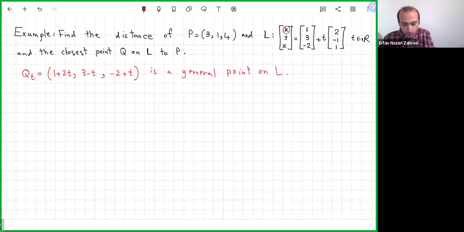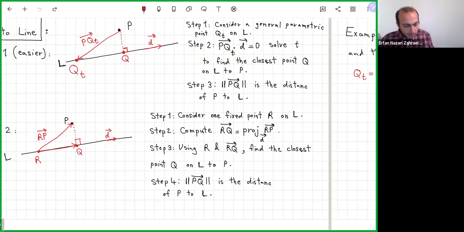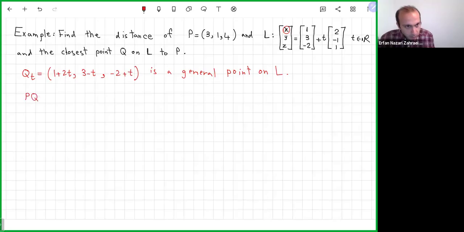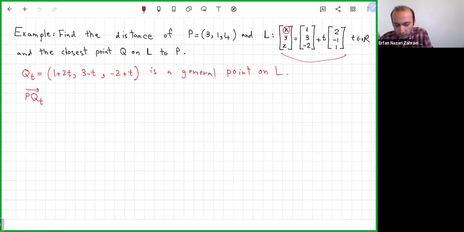Then I consider point P connected to this, PQt. But then I apply the condition that PQt should be orthogonal to the line. In other words, the dot product with D should be 0. What is the direction vector of this line? This is the direction vector of this line, this vector. So I write down the dot product with D should be 0.